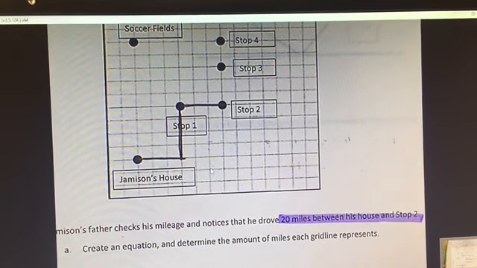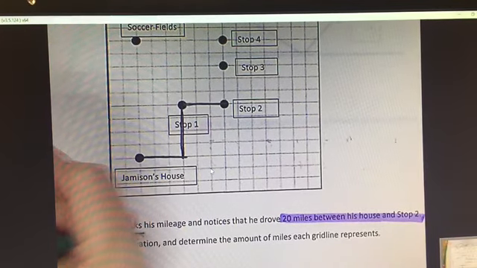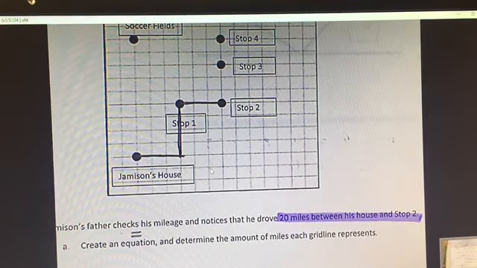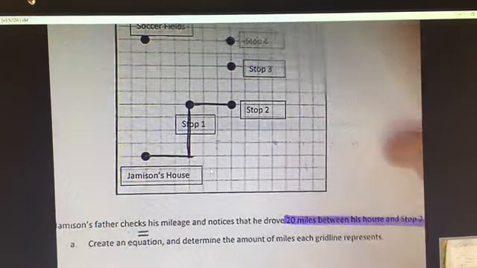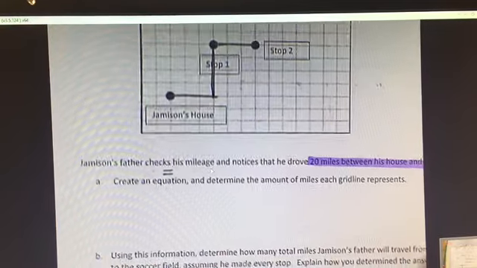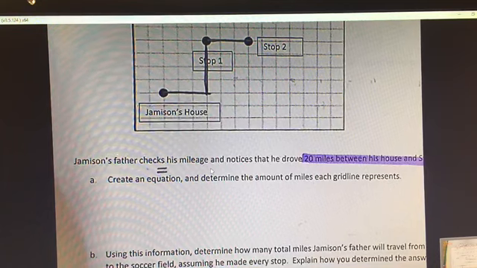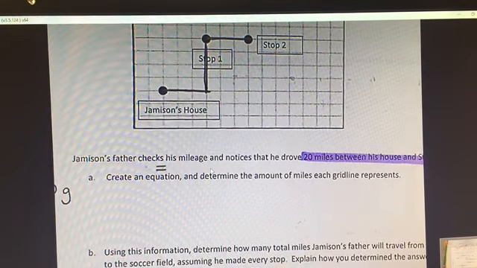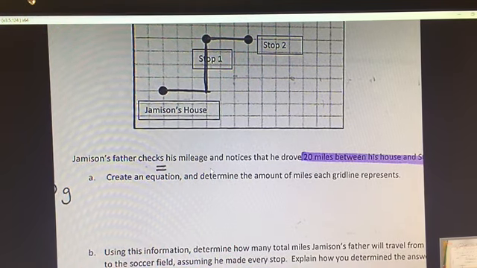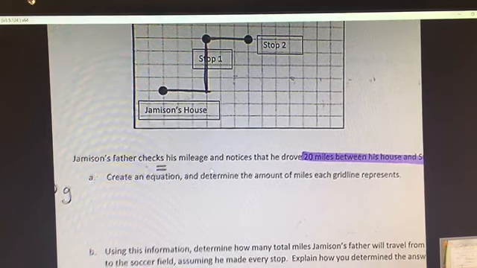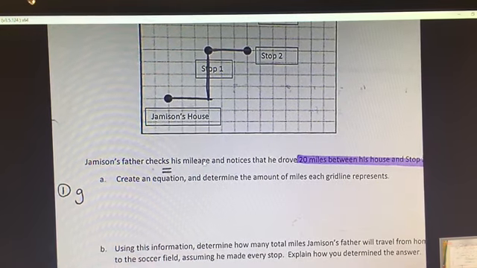So it says create an equation, which means we're going to have an equal sign, and determine the amount of miles each grid line represents, okay? So the first thing you need to do is create your equation and use a variable. We're going to use the variable G, okay? This tends to get forgotten, that you don't tell me what your variable represents. So please don't forget that on your test.